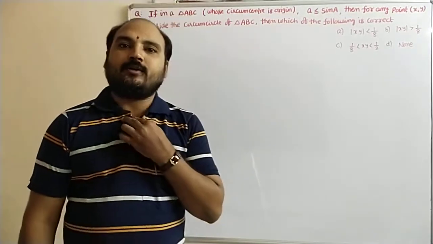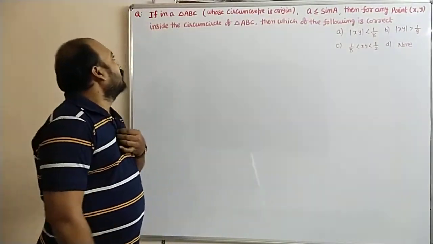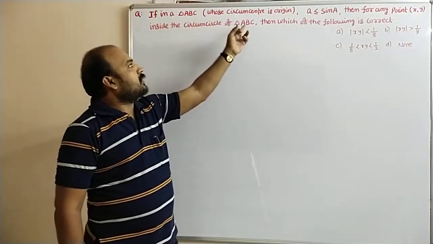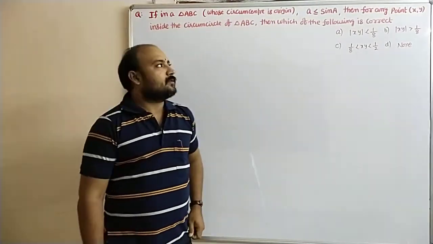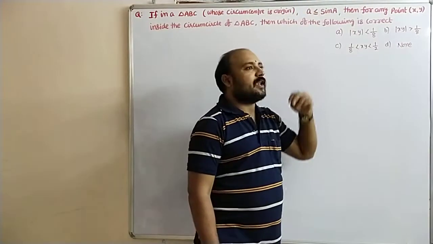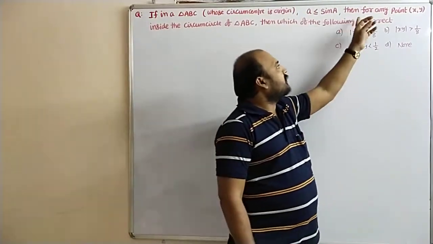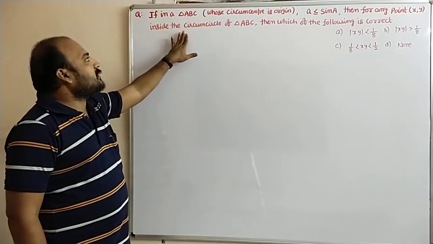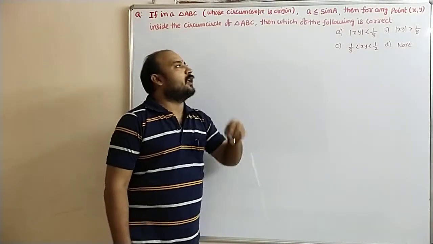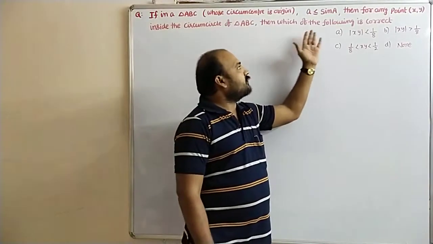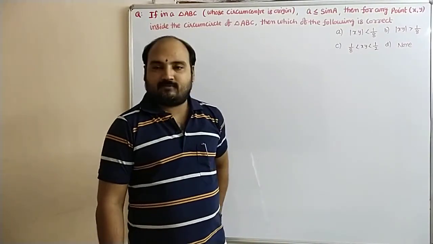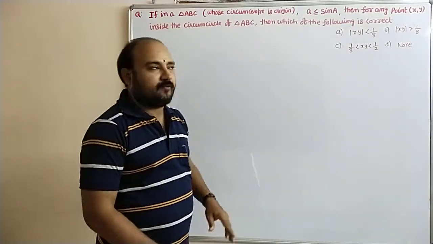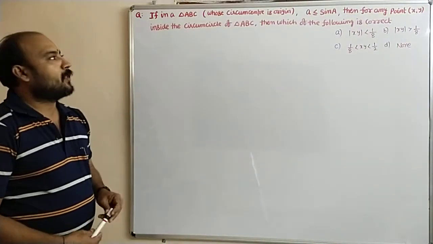The next question. If in a triangle ABC whose circumcenter is origin, a is less than or equal to sin A, then for any point (x, y) inside the circumcircle of triangle ABC, which of the following is correct? So we have to verify which condition is going to satisfy with the given question.